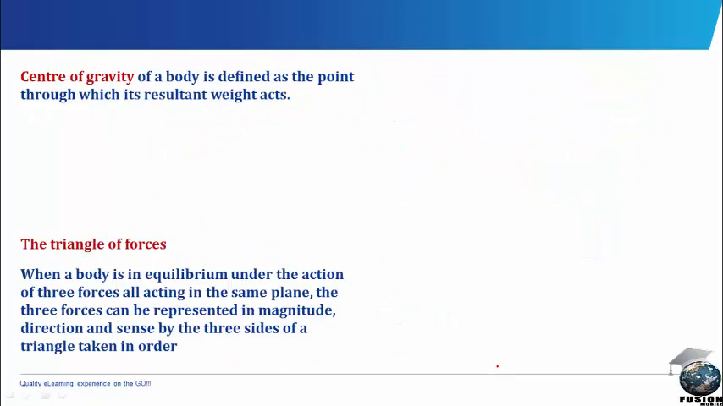Center of gravity of a body is defined as the point through which its resultant weight acts. Example: in a human being, the center of gravity of a man is on his foot. If your center of gravity is at your head, that means we'll be falling with our head down while walking. There will be no balance.